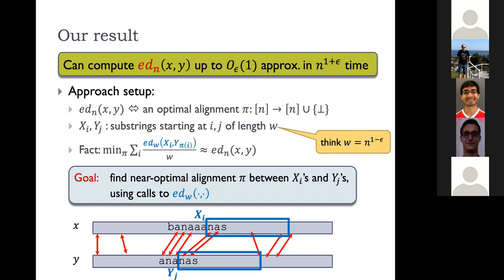Okay, so given this fact, now the goal, which at the moment is not obviously simpler, is to say, well, instead of computing an optimal alignment between x and y, let's try to find a perhaps near optimal alignment pi between substrings xi and substrings yj of x and correspondingly y, while thinking that we maybe have an oracle or some kind of black box that can compute any distance of strings of length w. This is the blue edit distance of strings of length w.